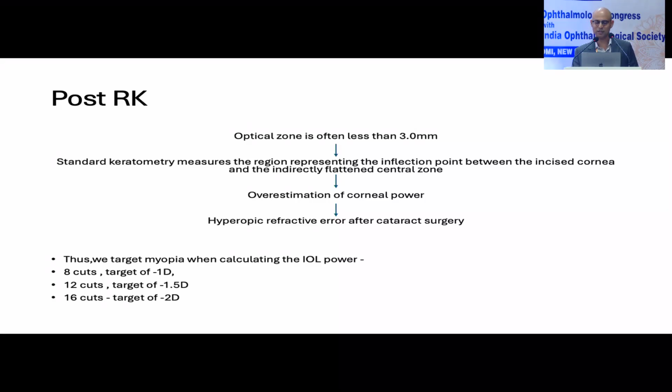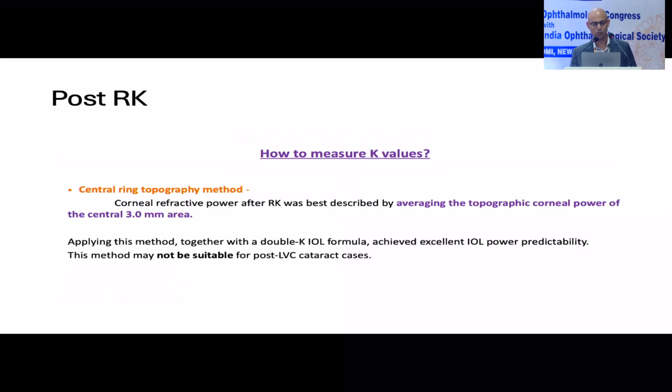It is often less than 3 millimeters, and we usually calculate our Ks from around that optic zone. So if it will actually come at the junction between the flat and the steep cornea, the so-called shoulder, this results in an overestimation of the corneal power, and you can end up with significant hyperopic surprises in these cases. So we always target myopic in post RK. If it's an 8 cut, go for a -1, 12 cut -1.5, and 16 cut, aim for -2.